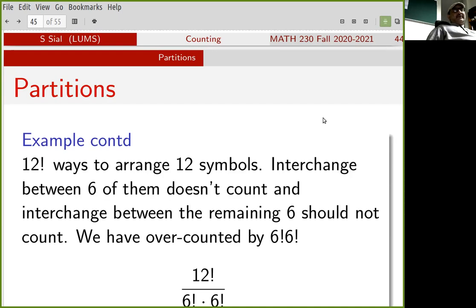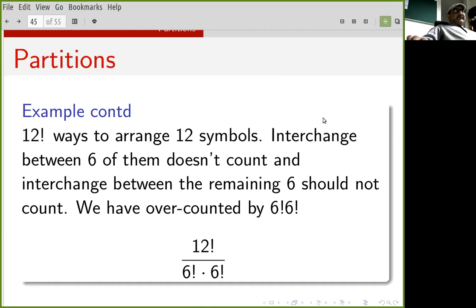Now within the drawer, I don't care how I arrange them. There's 6 symbols in there, and I don't care how they're being arranged. So when I said 12 factorial, I was overcounting by 6 factorial. And now when I look at the next drawer, there are 6 shirts, and I don't care how they're being arranged. So when I said 12 factorial, I was overcounting by another 6 factorial. So the answer is 12 factorial divided by 6 factorial, and then divided by 6 factorial again.